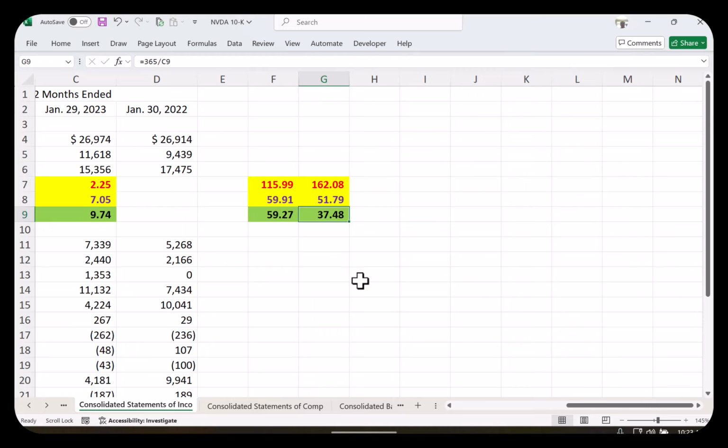Things actually have gotten better. I'm sorry. They were paying it in 37 days. Now they're paying in 2 months. Remember, payables are you using somebody else's money. So in a sense, it's a funding.